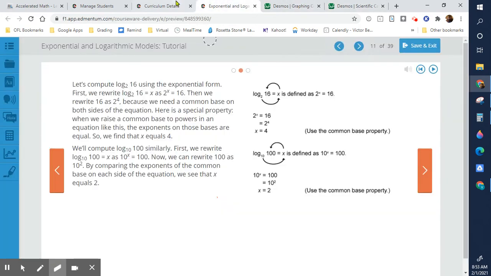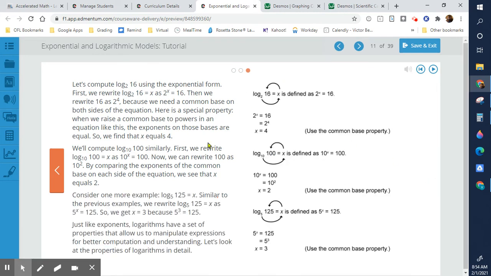So that's all they're really saying here, is just master how to think about this. Whenever you see a log, don't panic. All you have to do is rewrite it as an exponent, and usually that in and of itself makes it a lot easier to understand.